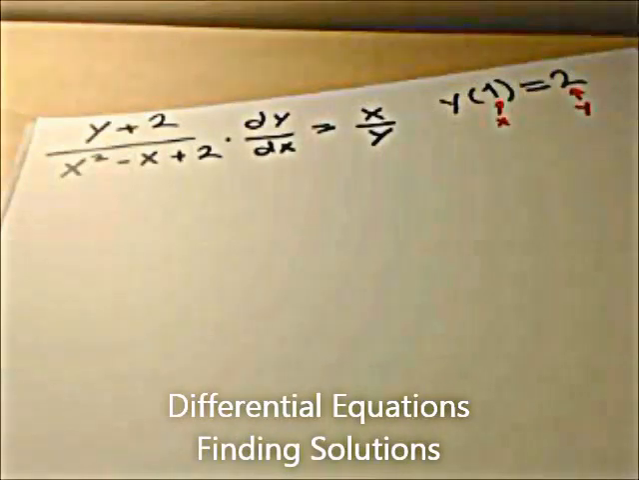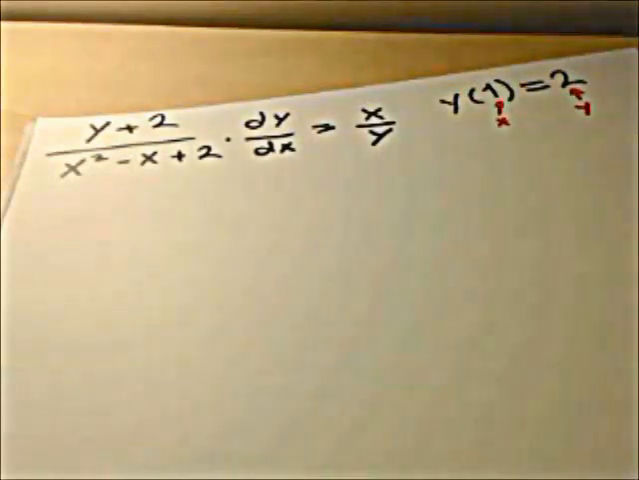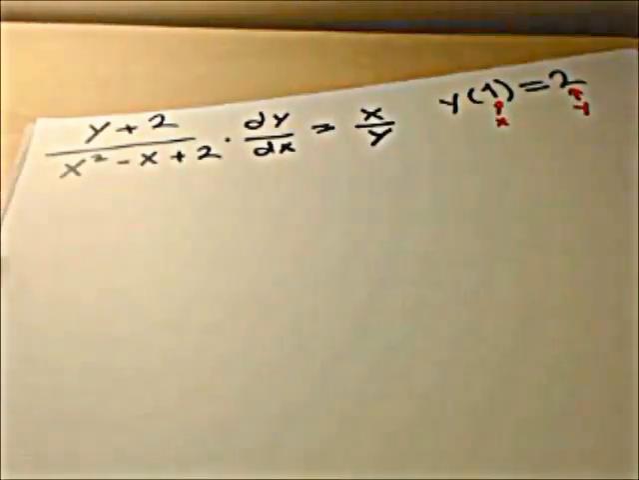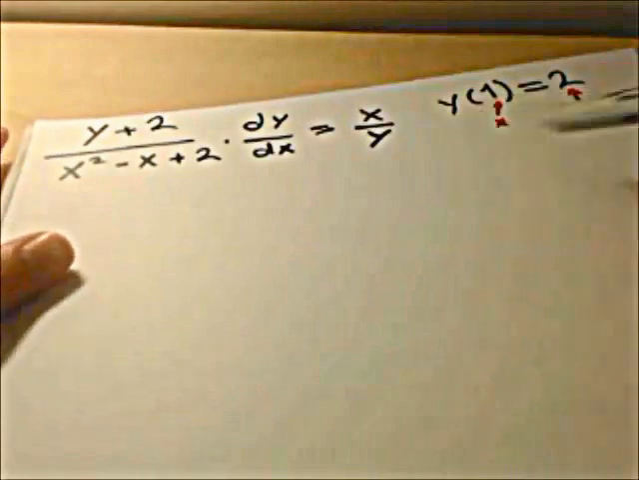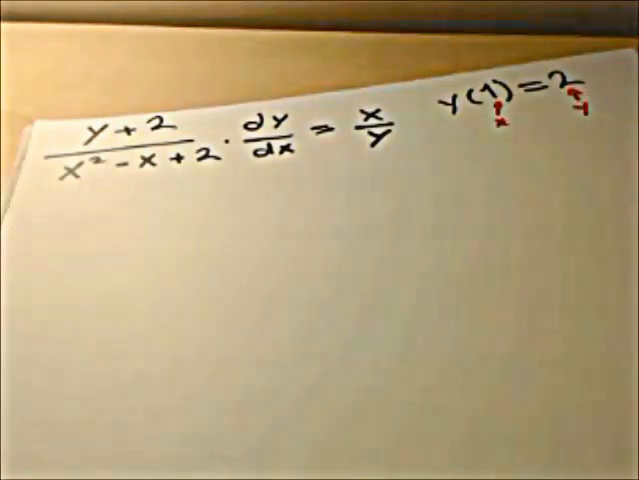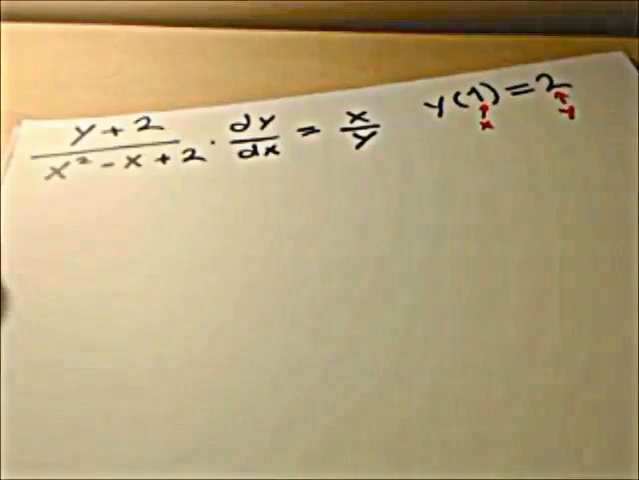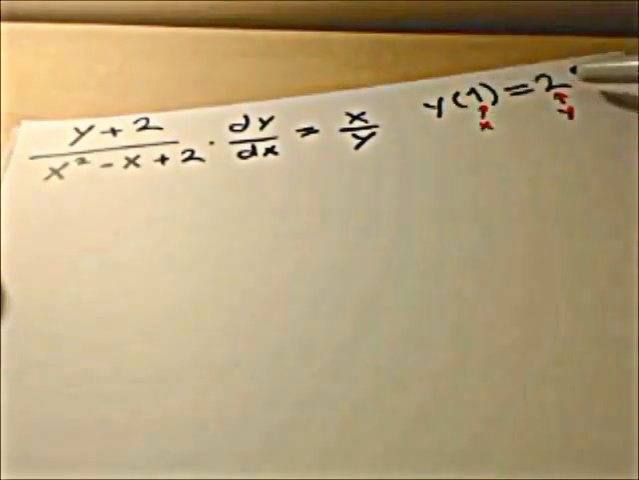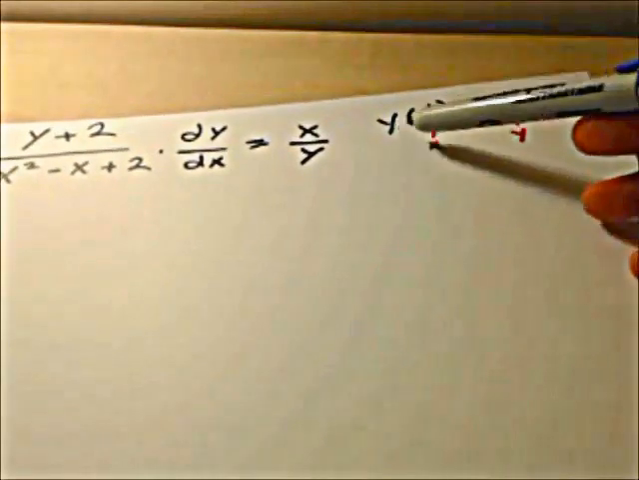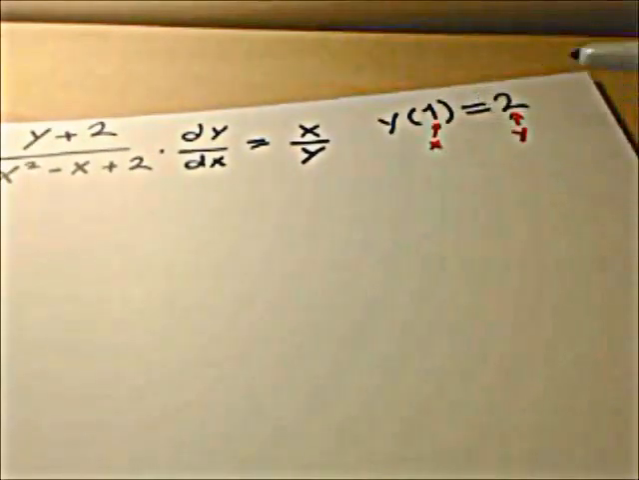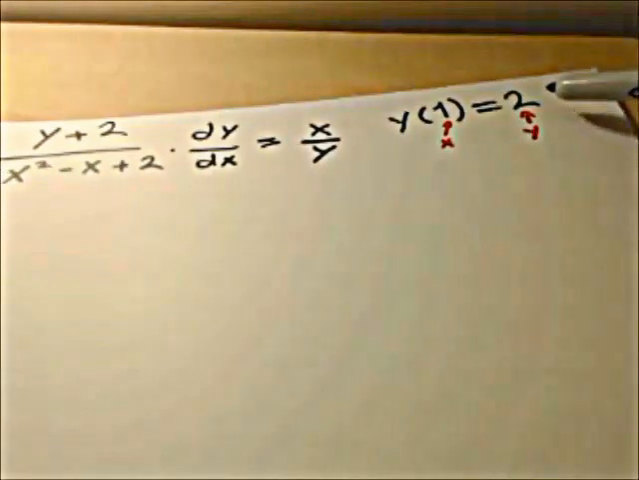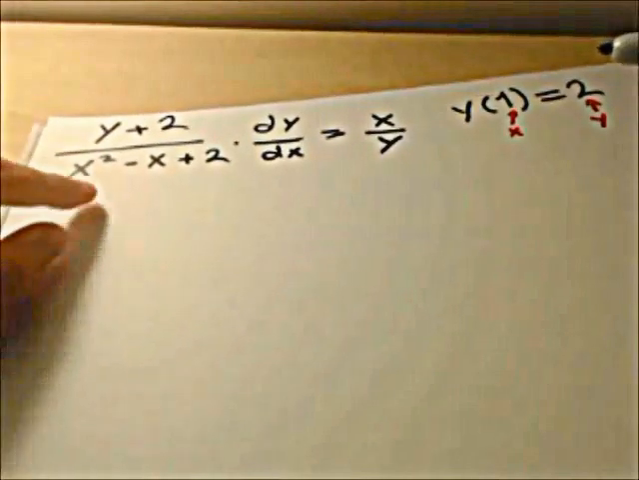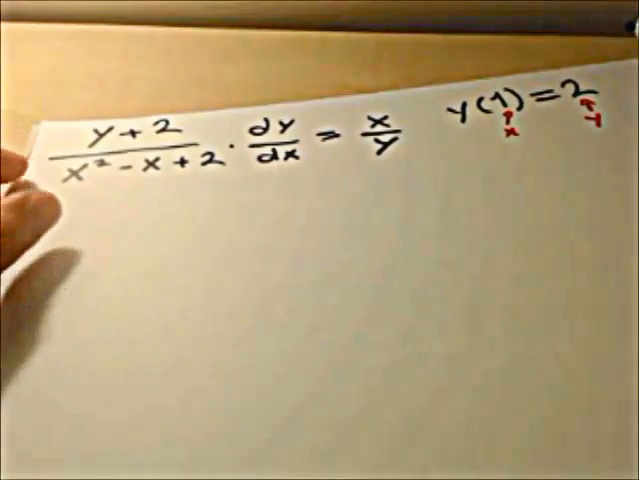Okay, in this video I'm going to do an example of finding a particular solution for a differential equation, and basically what that means is just finding the value of c at the end, the arbitrary constant. So we've got our initial condition here, which is y of 1 equals 2, and basically what that means is just when x equals 1, y equals 2. And we're going to plug in these values later, after we do the integral and solve the differential equation.